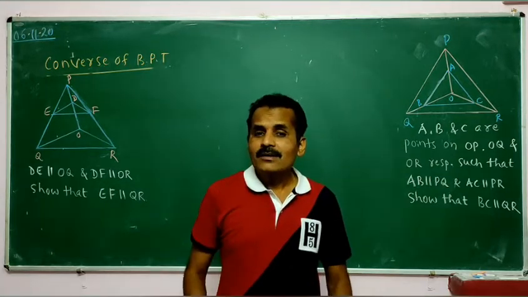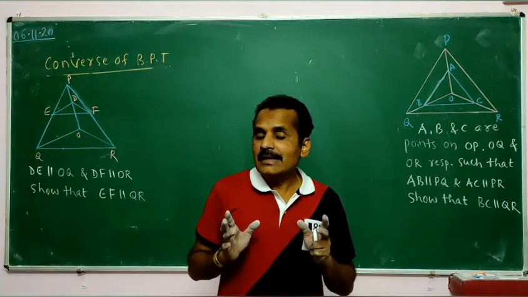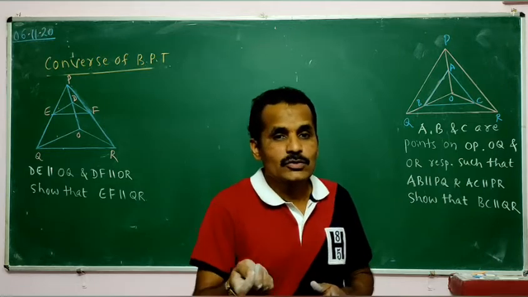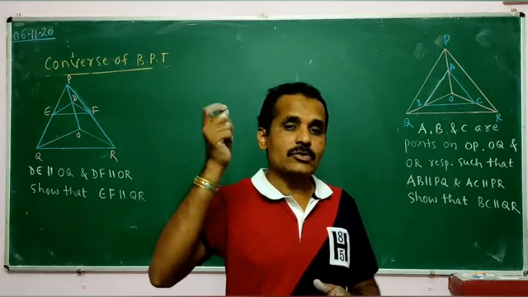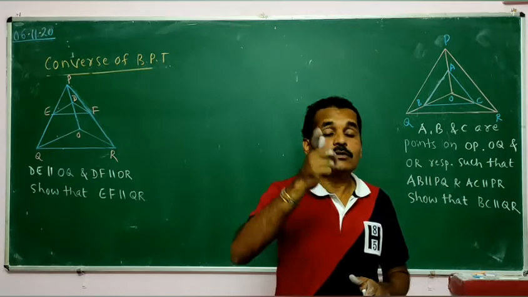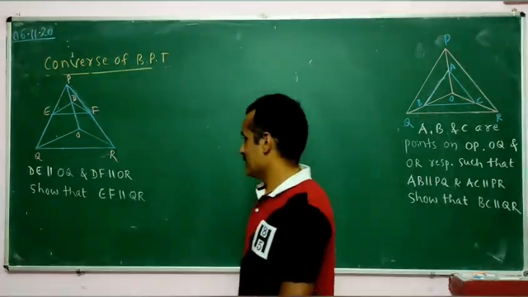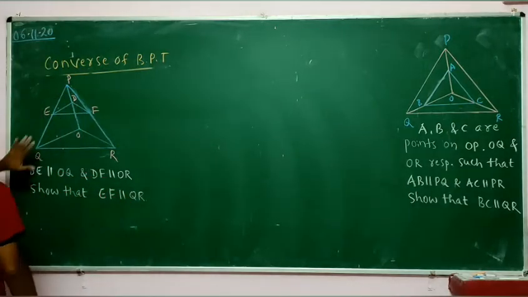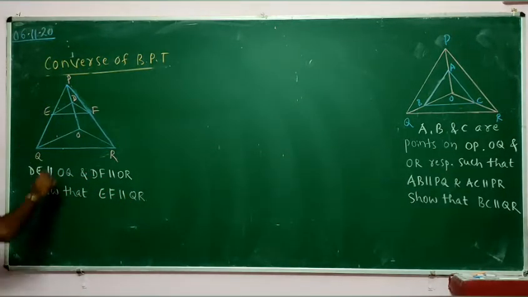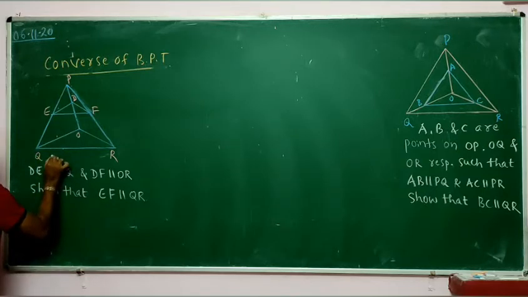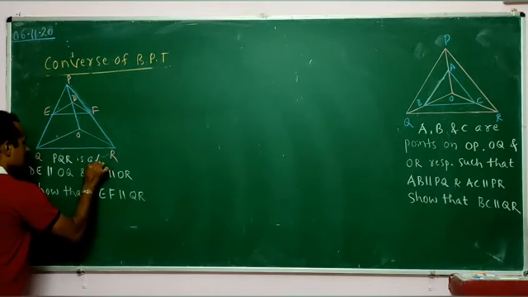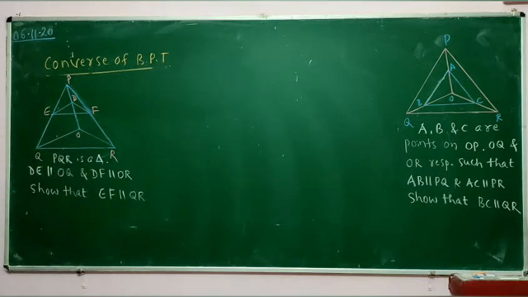As I told you, in these two problems, we have to use the basic proportionality theorem and also the converse of BPT. But how to use, how to solve, let us see. Okay? First, let us understand this question. PQR is a triangle. I will write here, PQR is a triangle.